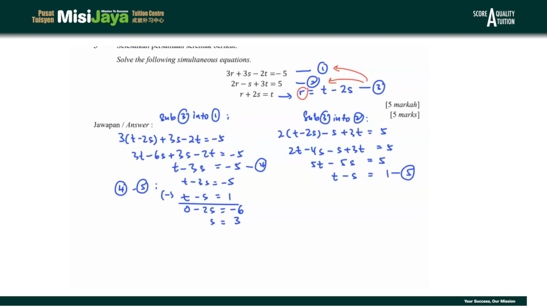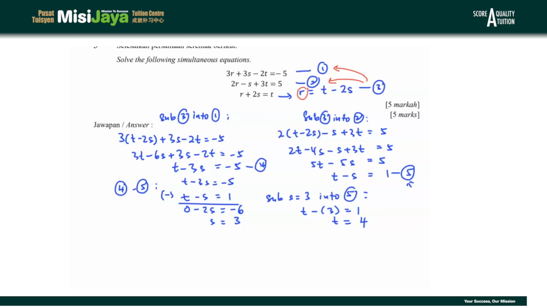I'm going to substitute s equals 3 into equation 5, which is here. So t minus 3 equals 1. So t is 1 plus 3, which is 4. Yay, so we got s and t already.